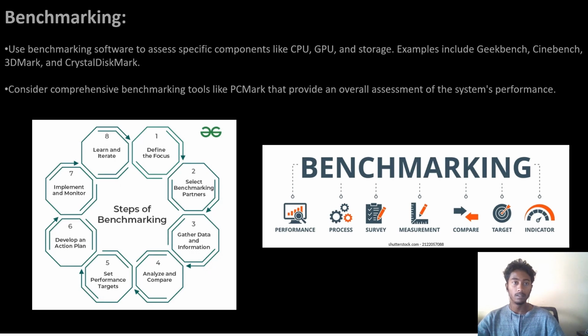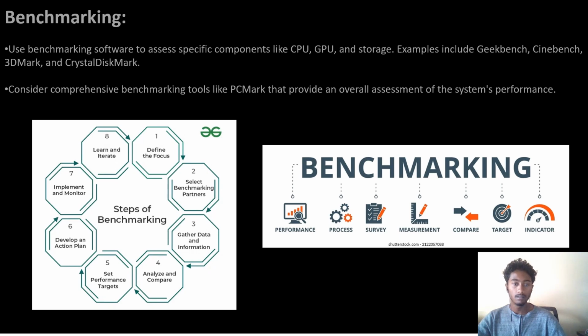The first method used to measure the performance of a computer is called benchmarking. This involves using benchmarking software to assess specific components like CPU, GPU, and storage. Examples include Geekbench, Cinebench, 3DMark, and CrystalDiskMark. Consider comprehensive benchmarking tools like PCMark that provide an overall assessment of the system's performance.